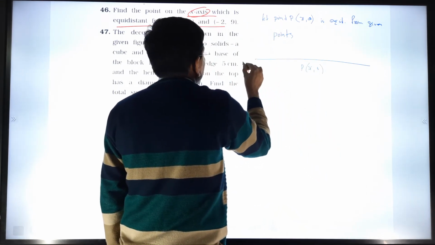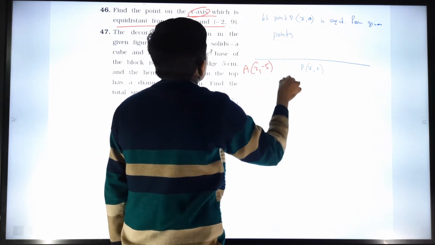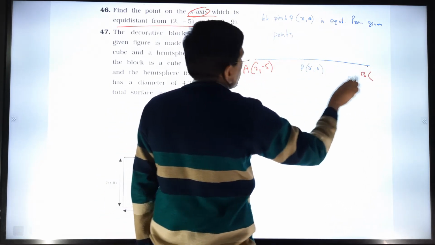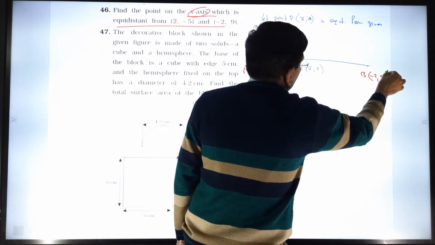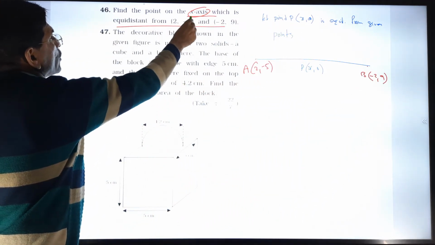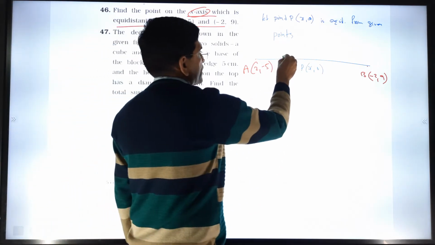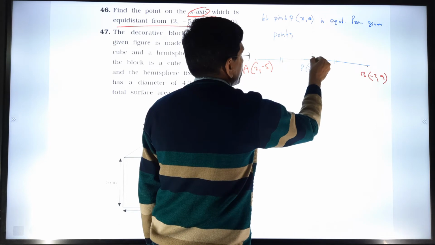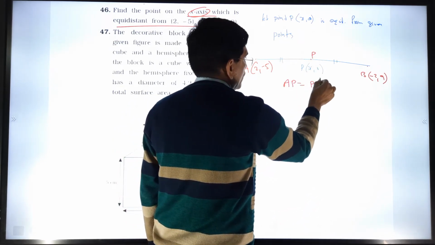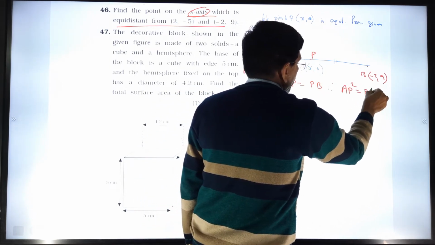Now A, what is the value of A? That is (2, -5). What is the value of B? That is (-2, 9). Find the point on the x-axis which is equidistant from these. So we can say these are equal. Here it is point P. So I have to write AP is equal to PB. Therefore AP square is equal to PB square.